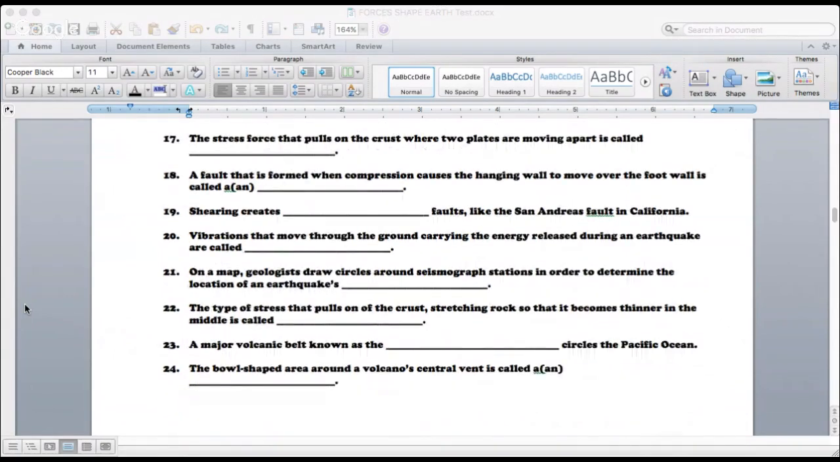23. A major volcanic belt known as the blank circles the Pacific Ocean. 24. The bowl-shaped area around a volcano's central vent is called a blank.